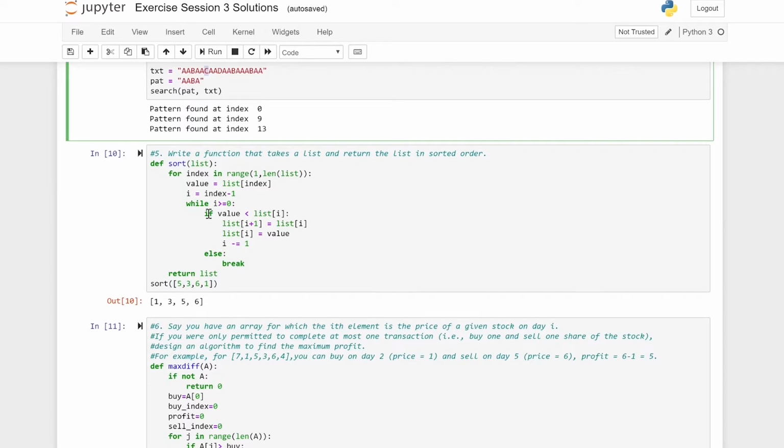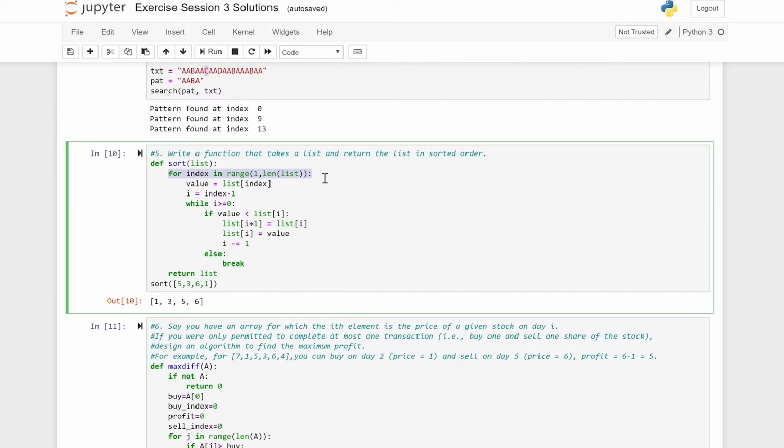5. Write a function that takes a list and returns the list in sorted order. There is also a predefined function, sort, for this operation, but we would like to do it by writing our own algorithm. Here, first we have an index. This index starts from 1 because to be able to make a comparison, I need two numbers. That's why instead of starting from 0, I start from 1.